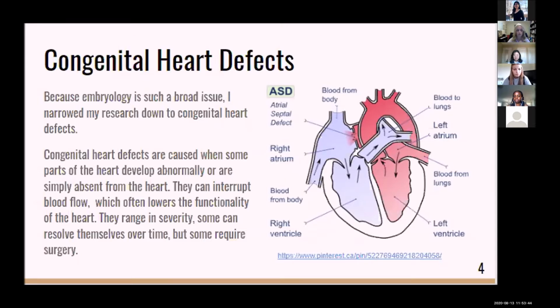And this diagram shows an atrial septal defect. So this means the septum, which is the wall between the right and left atrium, is underdeveloped, leaving a hole right here.